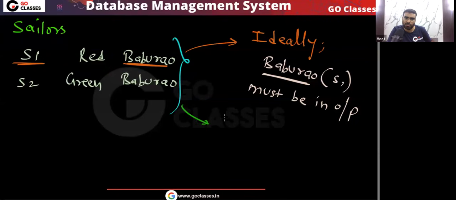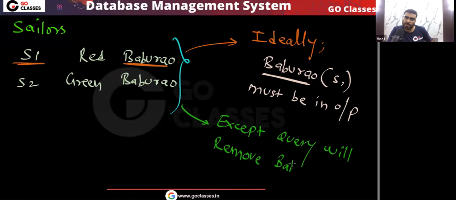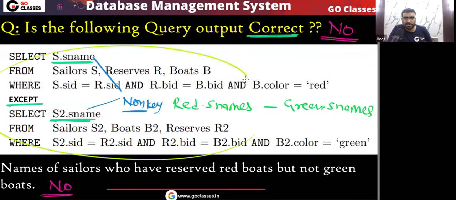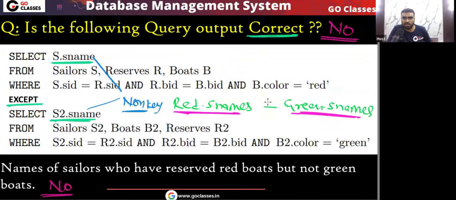But what will this EXCEPT query do? It will remove Babu Rao. Yes or no? Babu Rao minus Babu Rao, so Babu Rao will be removed. Is this clear? So that is the reason I can say that this EXCEPT query, red S name minus green S name, will not give you your desired result. This query will not give you those sellers who are booking a red bot but not a green bot. So this is a wrong query.